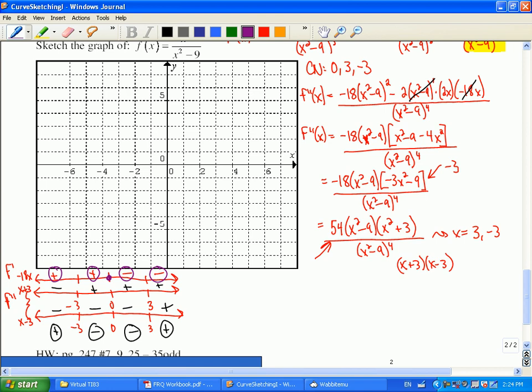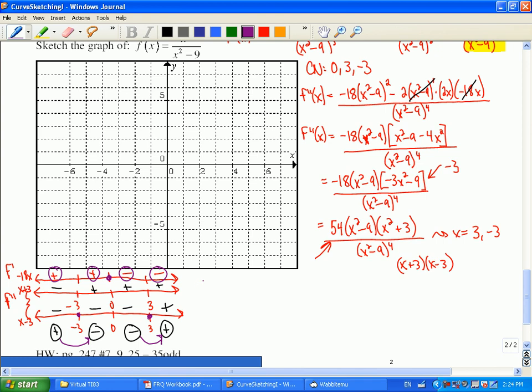Okay, what about inflection points? Where would you expect to find the inflection points? Yeah, negative 3 and positive 3, because the concavity changed from positive to negative, and here because it changed from negative to positive. Okay, so let's start our sketch then.